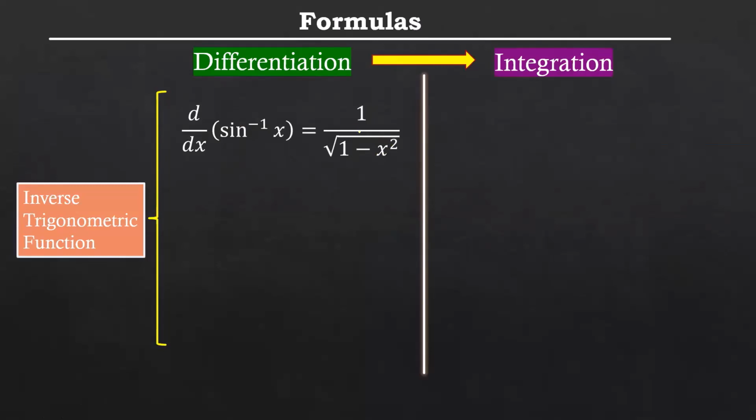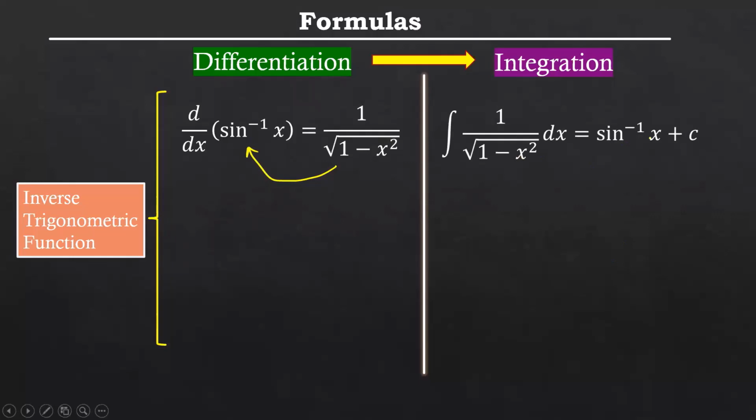Am I right? Yes, differentiation of the inverse function. So d/dx of sine inverse x will give you 1 by root under 1 minus x square, and that means the integration of that function will reverse. If you take the reverse, the integral of 1 by root under 1 minus x square is equal to sine inverse x, plus c.